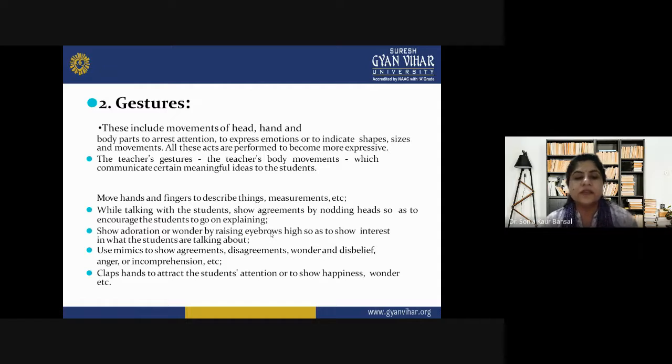Then use mimics to show agreements, disagreements, wonder and disbelief, anger or incomprehension, etc. Clap hands to attract the students' attention or to show happiness, wonder, etc. So this is very important, students, that gestures play an important role and we cannot move away from it, and it is very essential for all the teachers to pay very close attention to the gestures in the classroom.